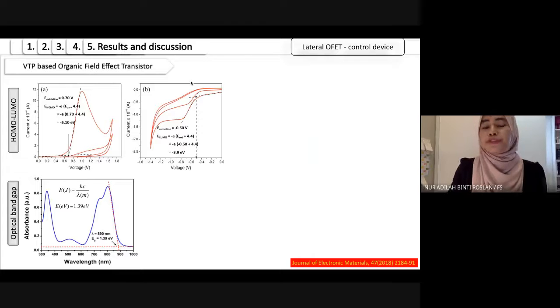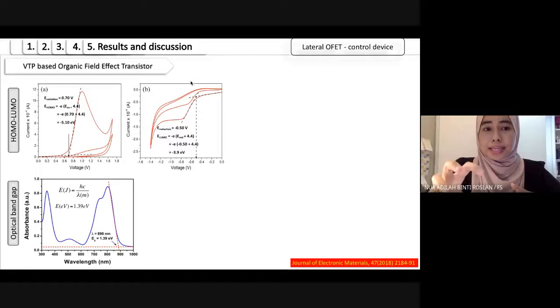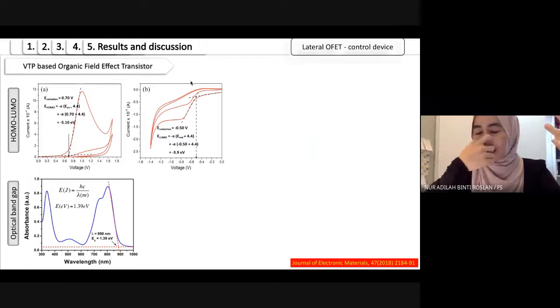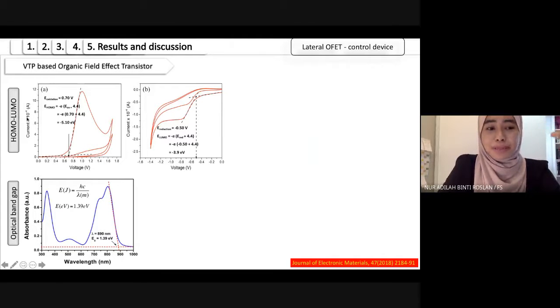You must know, before you fabricate any electronic device, you have to know the properties of your material. Like in my case, I have to know what is the value because it hasn't been reported previously. So I have to determine the value of HOMO and LUMO and also the band gap of that material. So the value of HOMO and LUMO is determined by using the cyclic voltammetry, and you can see this is the oxidation peak and this is the reduction peak.